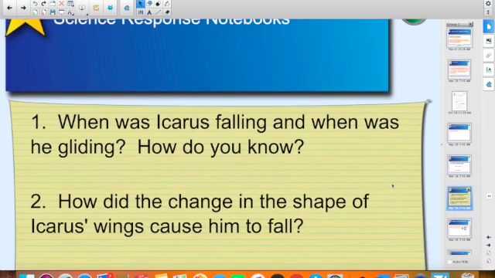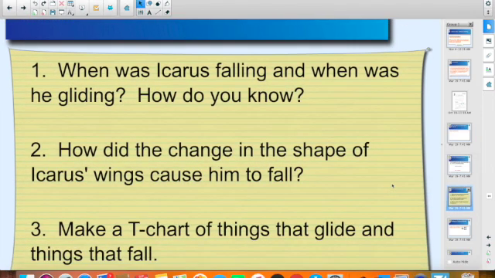Some of the things that we talked about were when Icarus was falling, and when was he gliding? How do you know? I want you to think about that and try to answer those questions internally after you get done watching that, if you haven't done it in class.